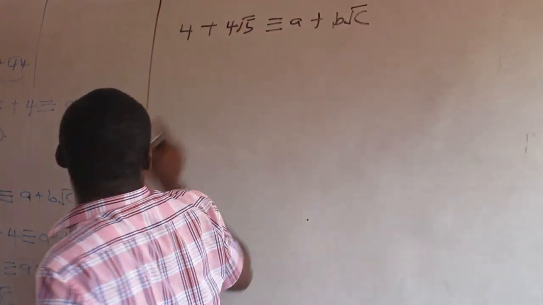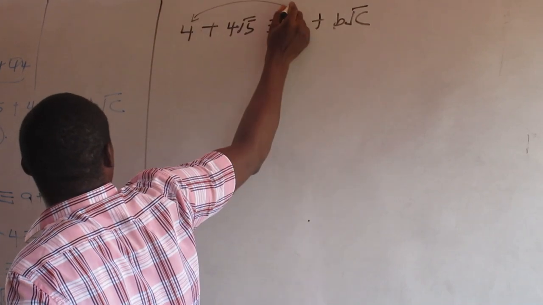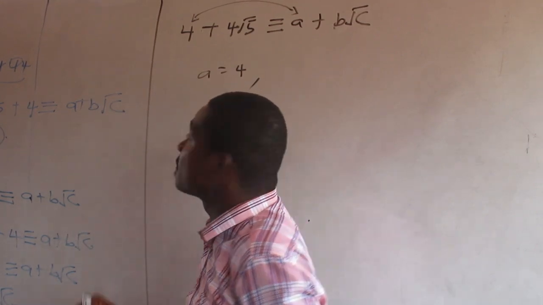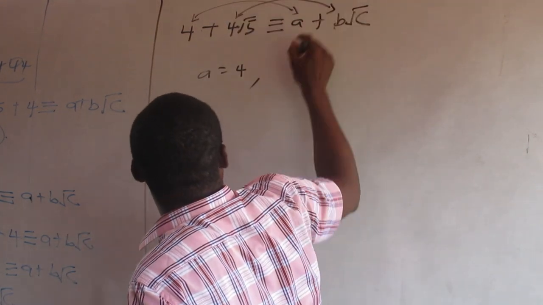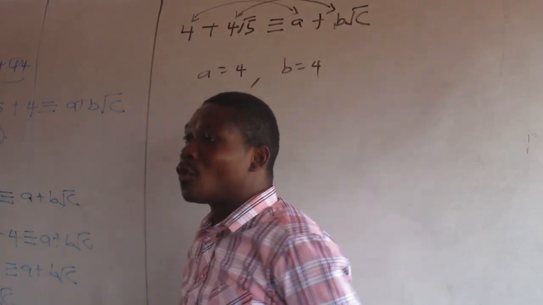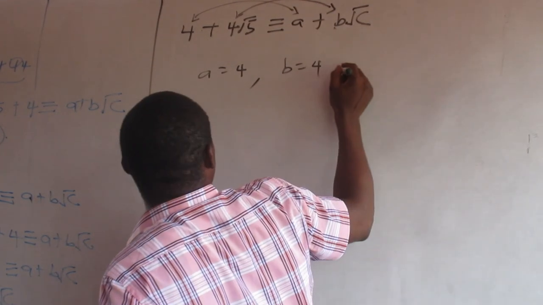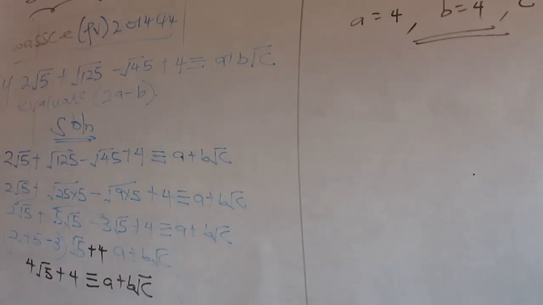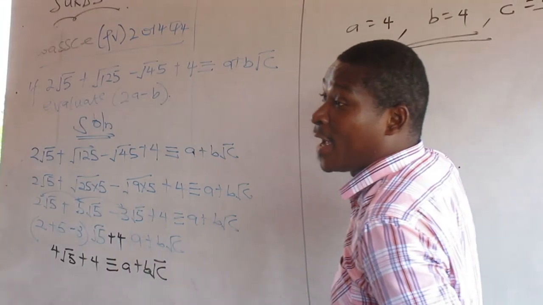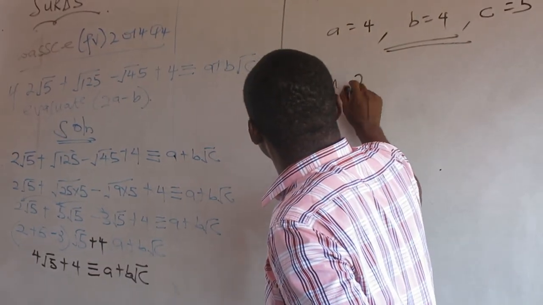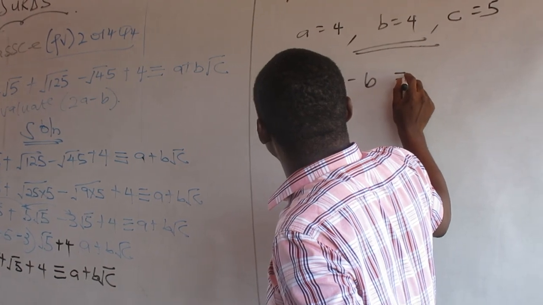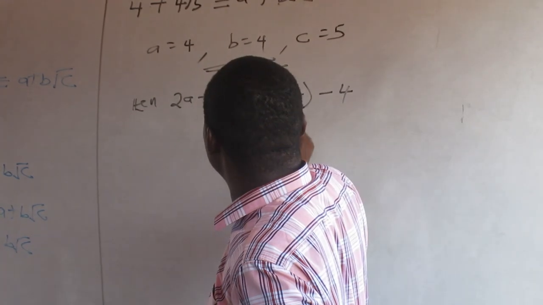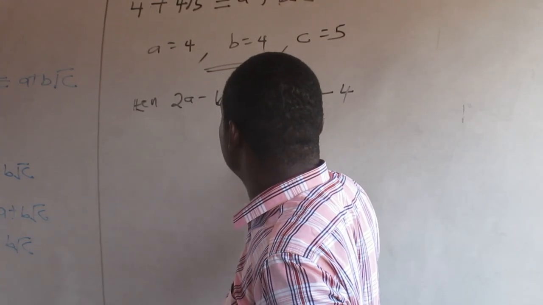Who was free? A. Agreed? Who was closely attached to the root? B. Who was in the root? C. That's it. Okay, so we're told, evaluate 2a minus b, right? Then 2a minus b is equal to, so 2, whatever I see a, I chip in this, right? So I'm going to get 8 minus what? 4. The answer is 4.